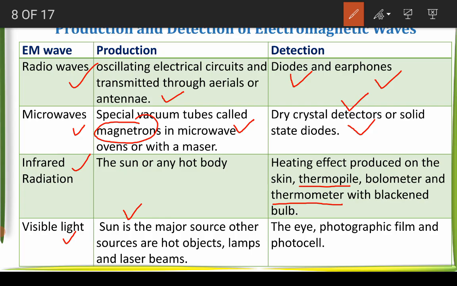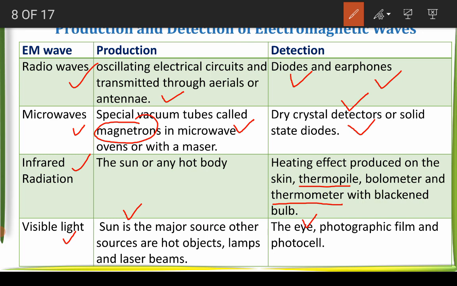So they may ask you in an exam, state the source of visible light. Visible light is produced by the sun, but it is also produced by lamps in your house, bulbs, fluorescent tubes, and laser beams. These are special beams which also produce visible light. The eye can detect visible light. That's why you say there is light when you see one. When you turn on lights in your house, your eyes will see the light. So eyes in that case are detectors of visible light.